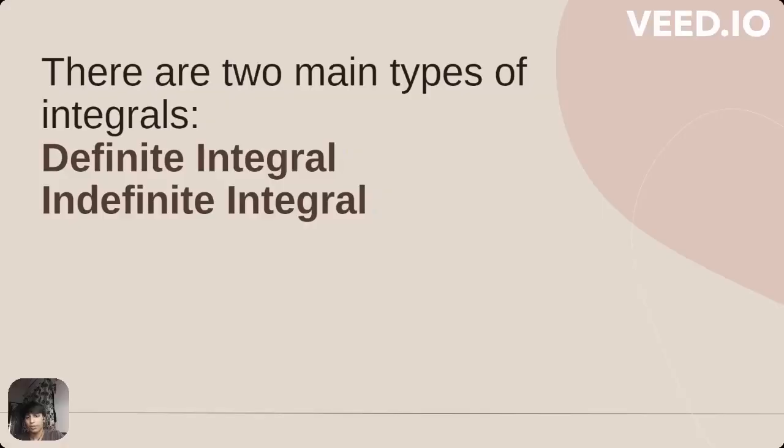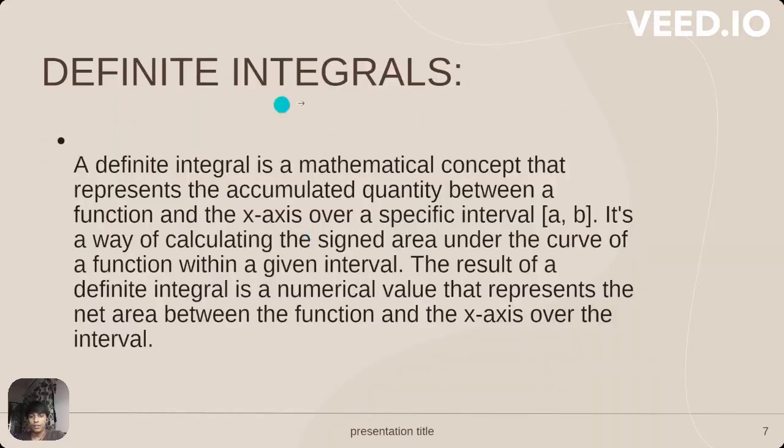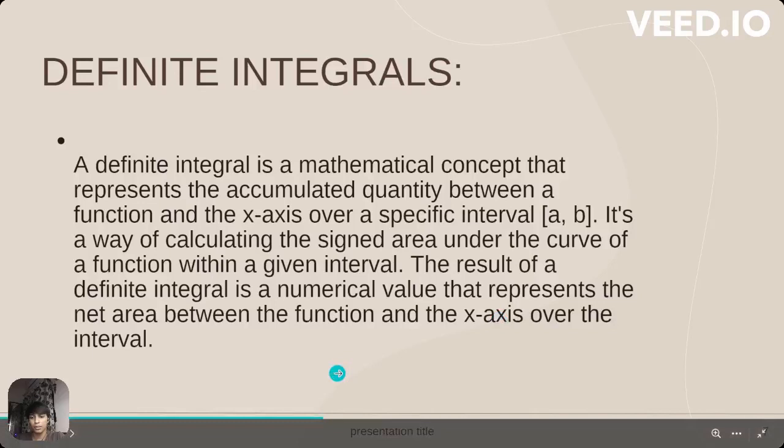Types. There are two types of integrals: definite integral and indefinite integral. Definite integrals. A definite integral is a mathematical concept that represents the accumulated quantity between a function and the x-axis over a specific interval [a, b]. It is a way of calculating the signed area under the curve of a function within a given interval. The result of the definite integral is a numerical value that represents the net area between the function and the x-axis over the interval.